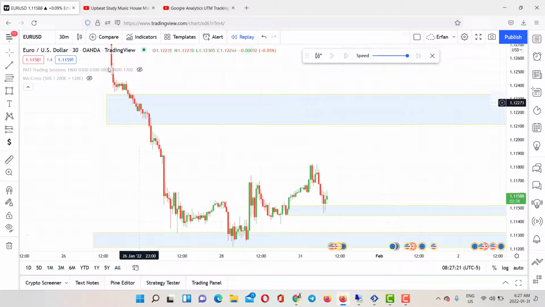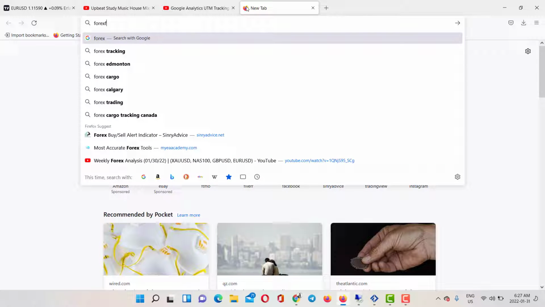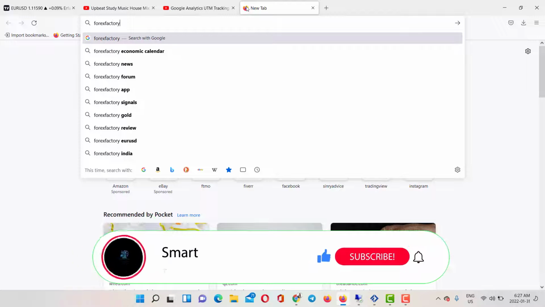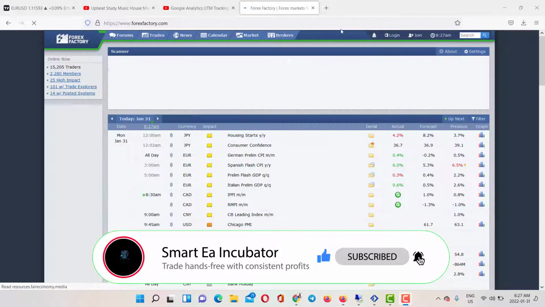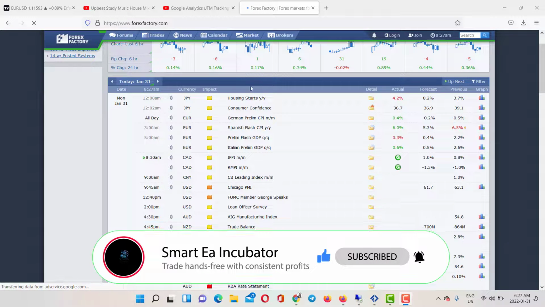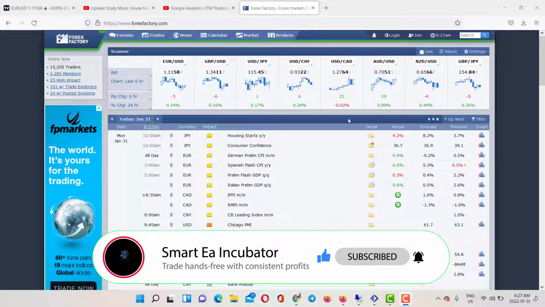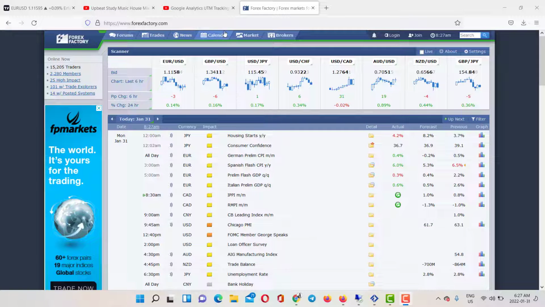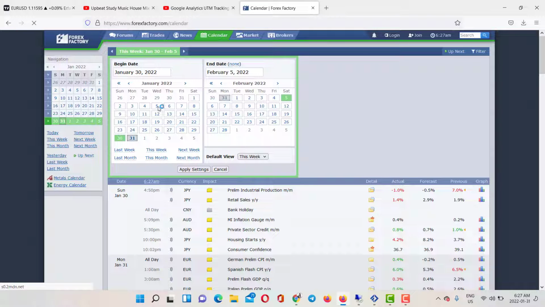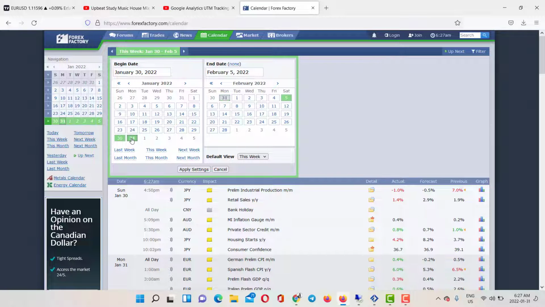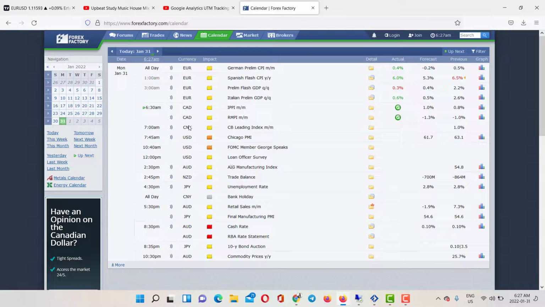We are starting our day with the EURUSD, but before that, it's way better to go to Forex Factory to see if there's any fundamental news, because we got to be careful with that. And I heard that there's so many fundamental news coming up this week, so it's way better to be moving cautiously. Okay, so today is 31st and let's go to apply setting.